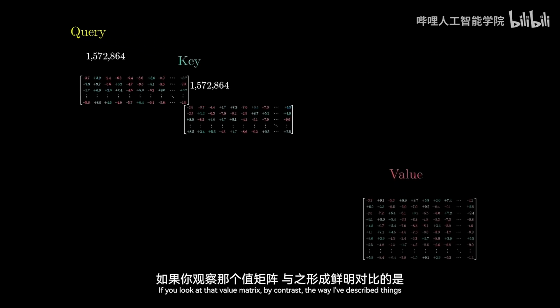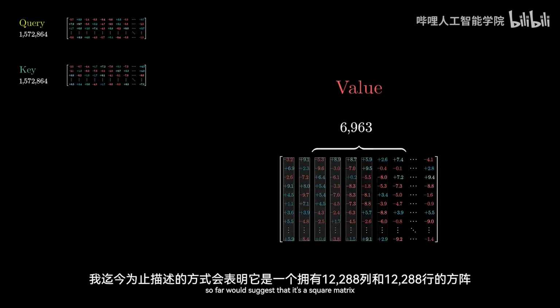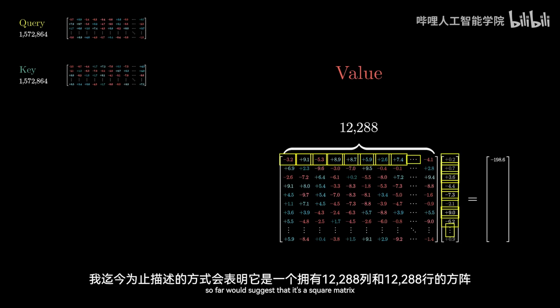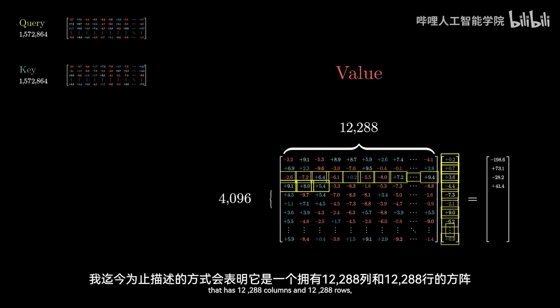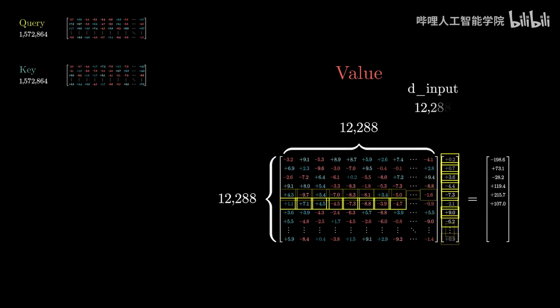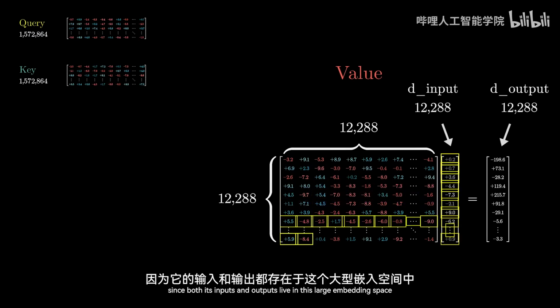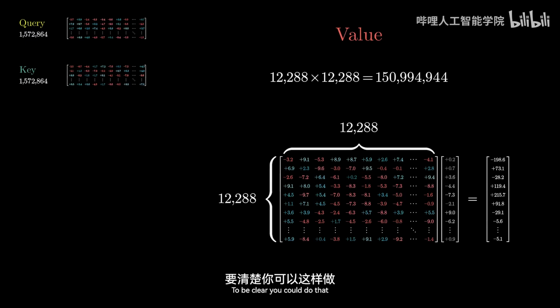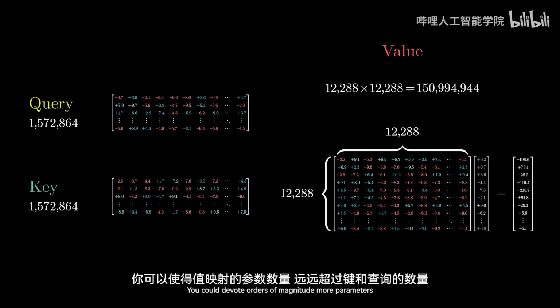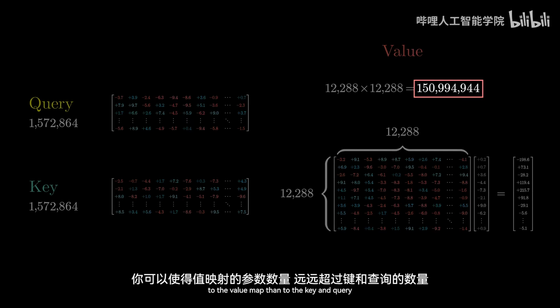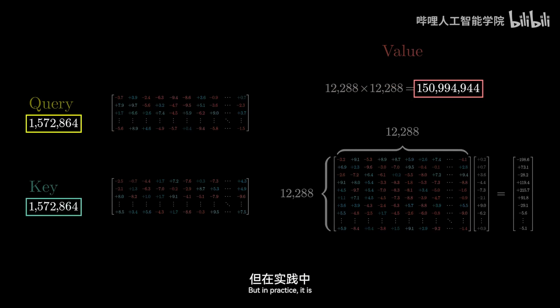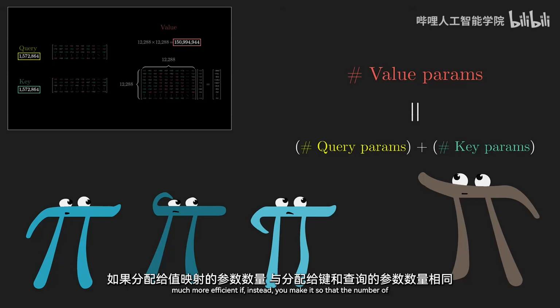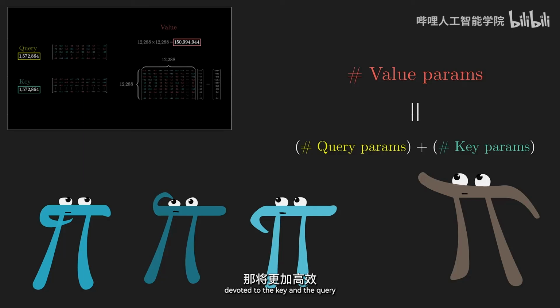If you look at that value matrix by contrast, the way I've described things so far would suggest that it's a square matrix that has 12,288 columns and 12,288 rows, since both its inputs and its outputs live in this very large embedding space. If true, that would mean about 150 million added parameters. And to be clear, you could do that. You could devote orders of magnitude more parameters to the value map than to the key and query. But in practice, it is much more efficient if instead you make it so that the number of parameters devoted to this value map is the same as the number devoted to the key and the query.